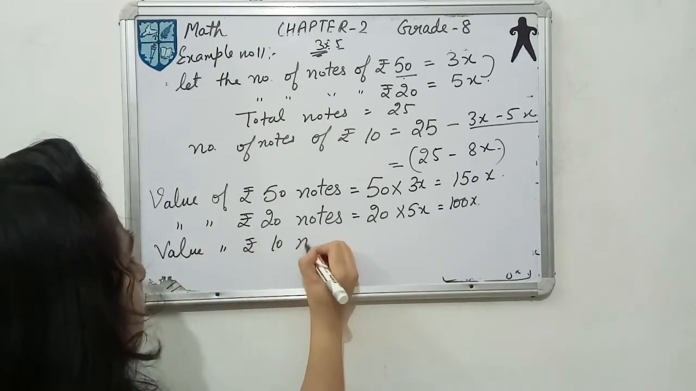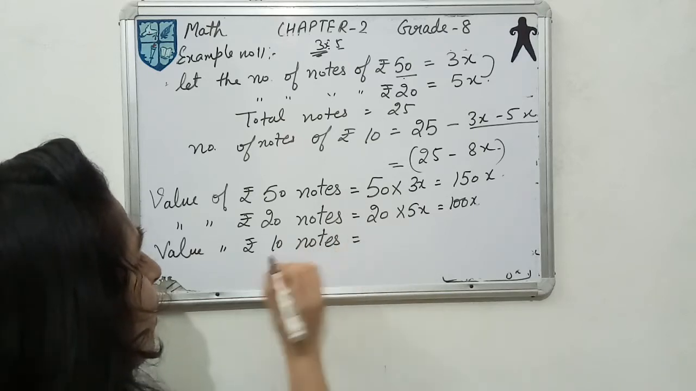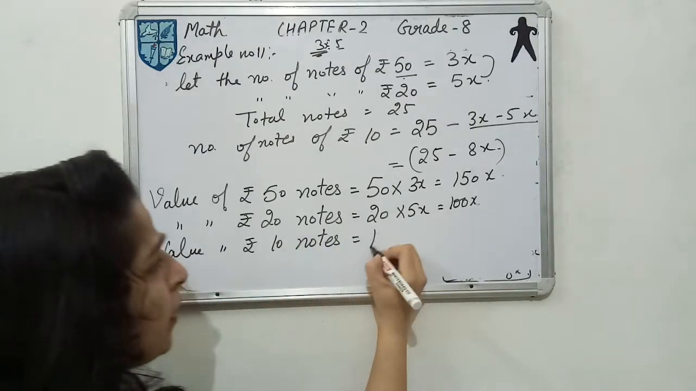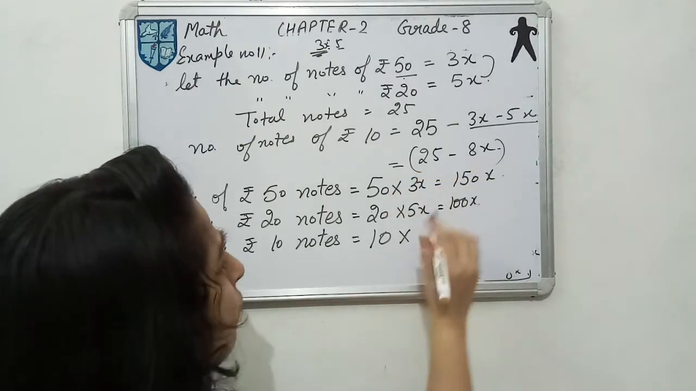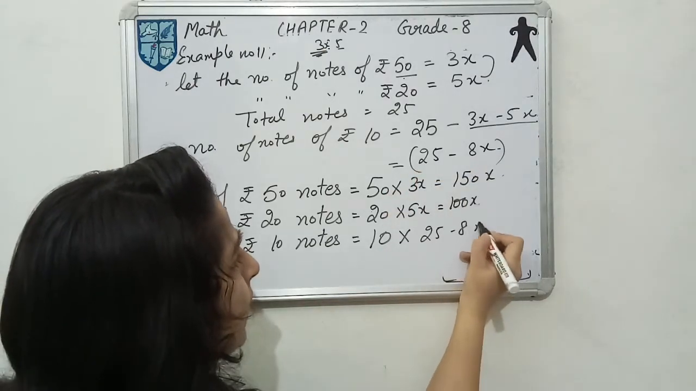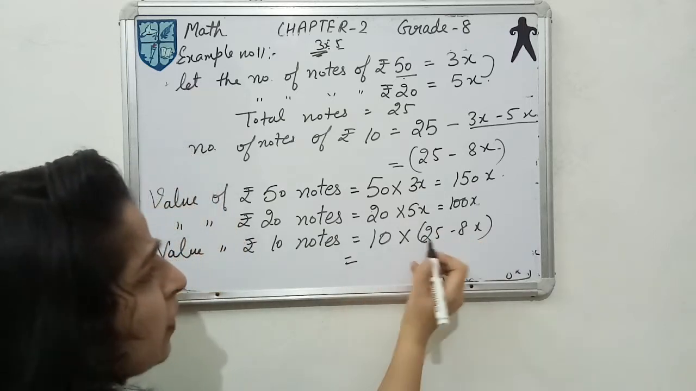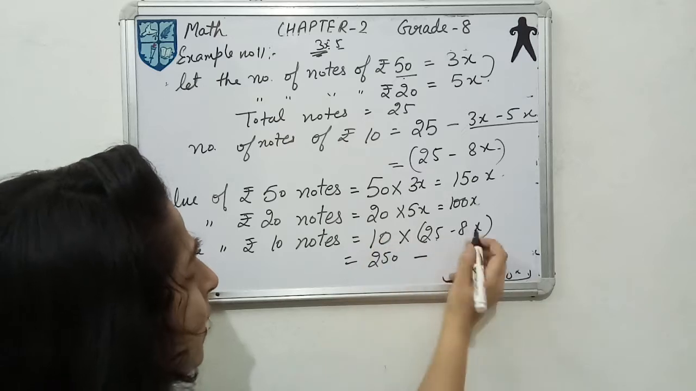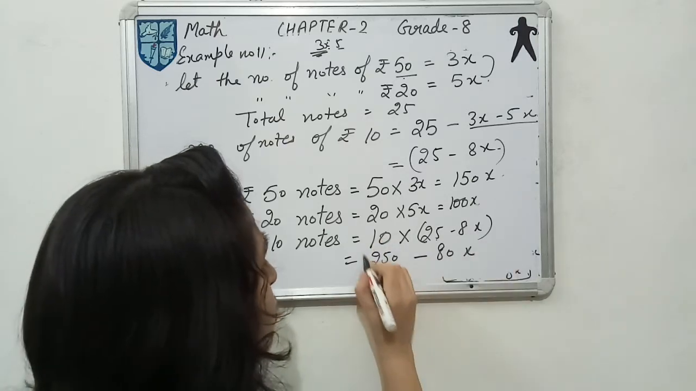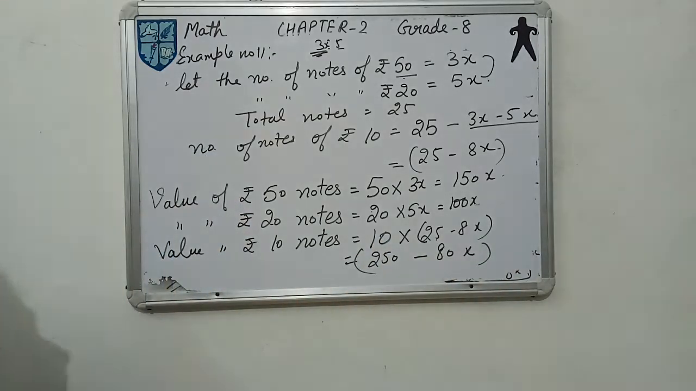Fine. Now see the next, the value of rupees 10 notes. Okay, so one note is of 10 rupees. So how many notes of rupees 10 are there? 25 minus 8x. So when you solve it further, 25 times 10 is 250, minus 10 times 8x is 80x. So this should be the value of the rupees 10 note stack.